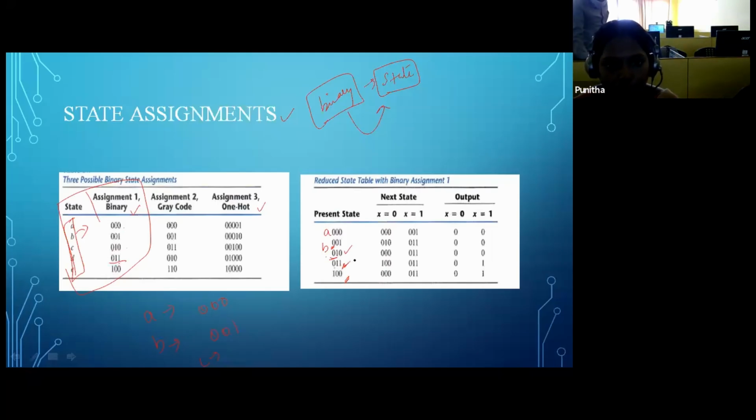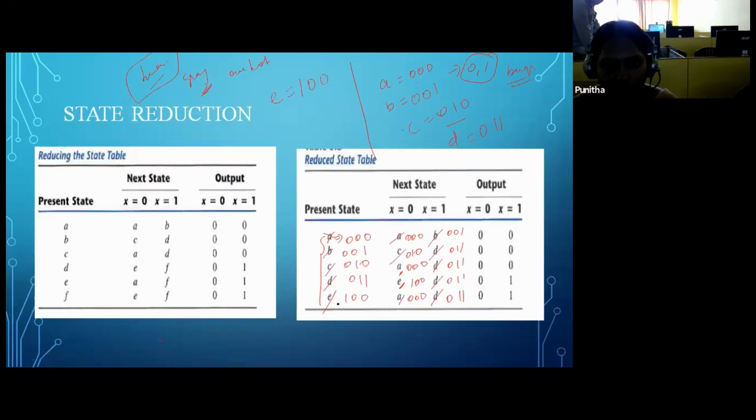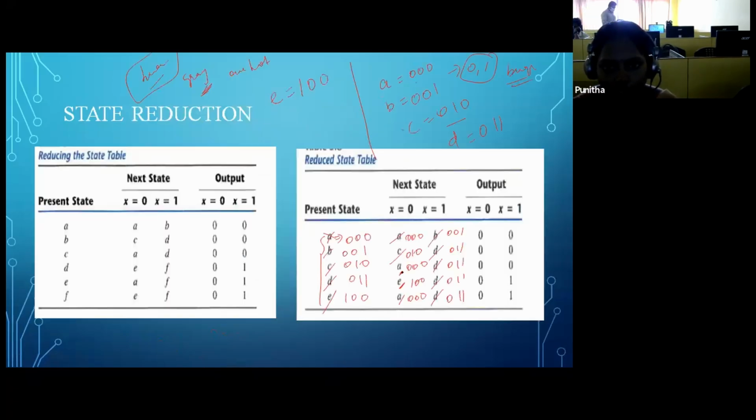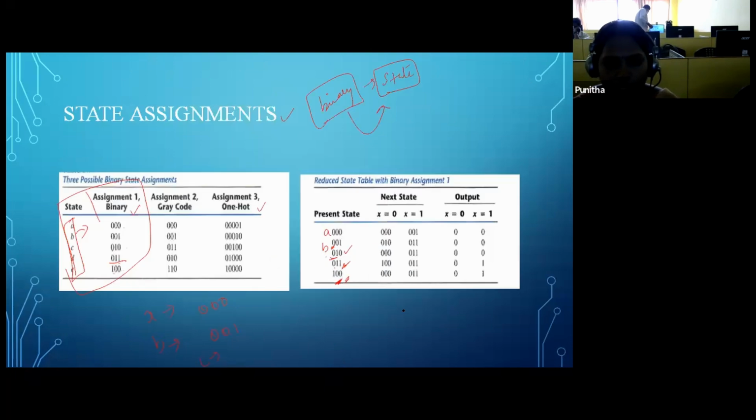Previously, the next state they have is E. E means I have to substitute 100, so I have substituted 100. Here, the states previously mentioned are A, C, A, E, A. For A I have replaced 000.